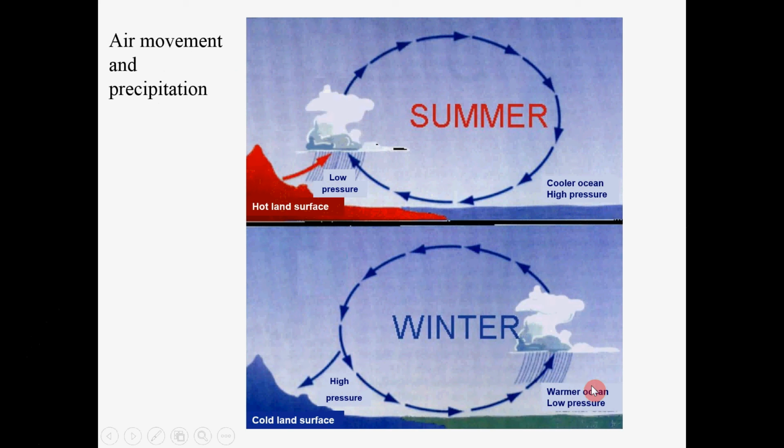In the winter, because we have a high pressure system on land and a low pressure system on ocean, the wind will blow from the land toward the ocean. The land is not a good source of moisture, so the air is normally dry. During the winter, the wind that carries not much moisture from land toward ocean will not generate a lot of precipitation.